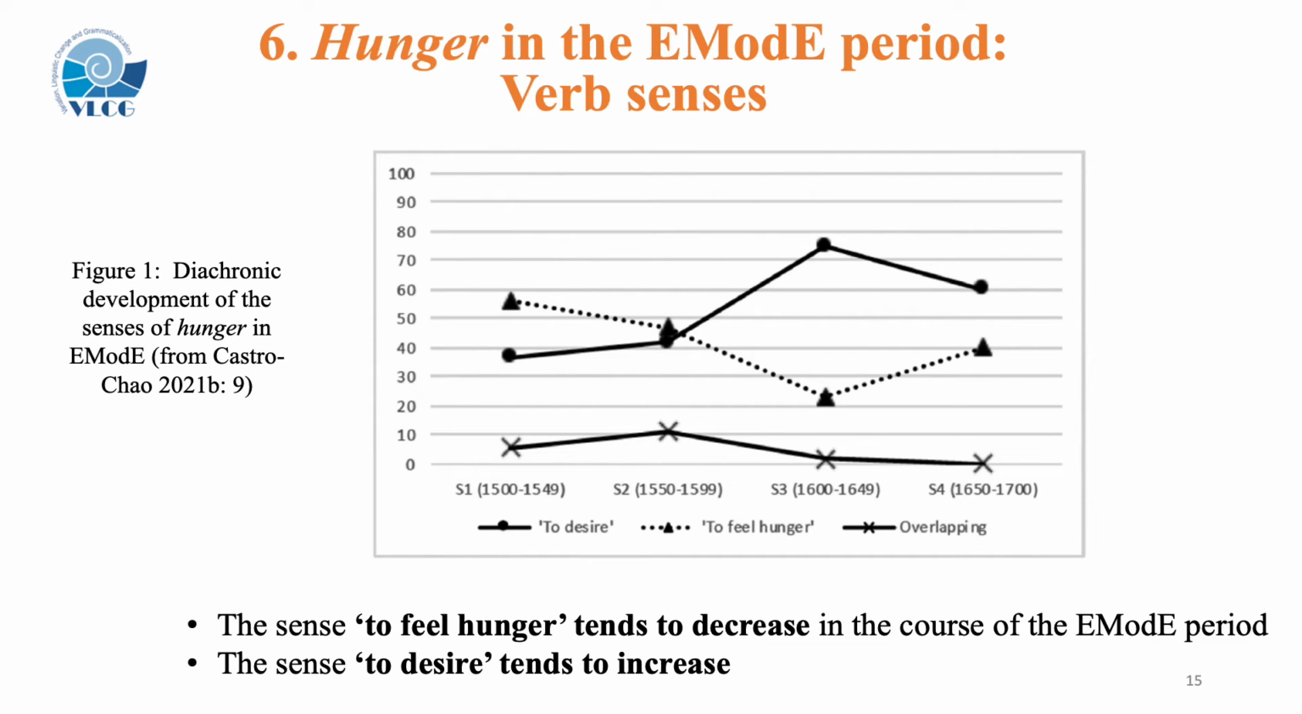In this section, I delve into the discussion of corpus data. In Figure 1, I display the diachronic development of the senses of hunger in early modern English, and a couple of observations can be drawn from the data. Firstly, the sense to feel hunger tends to decrease in the course of early modern English. In parallel, the sense to desire tends to increase instead. There is one extra label which is overlapping. I'm going to explain in a minute what this refers to.